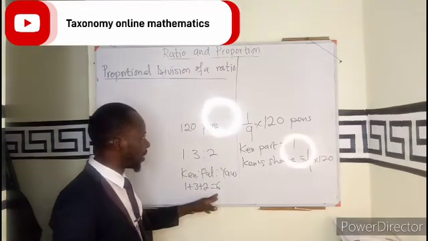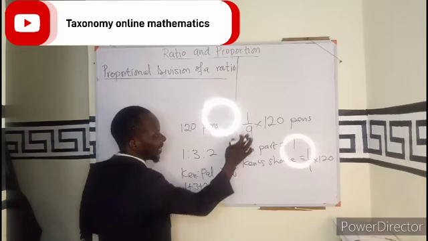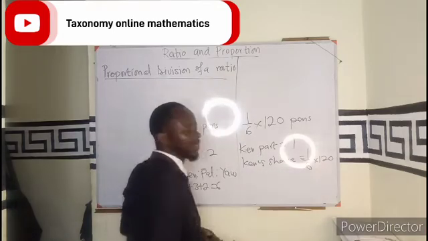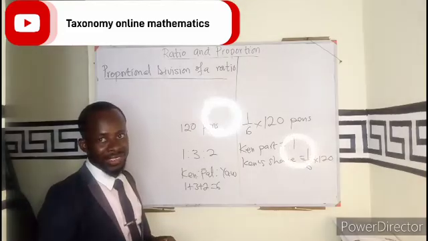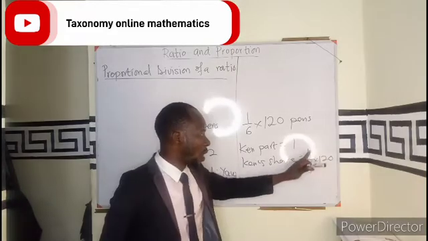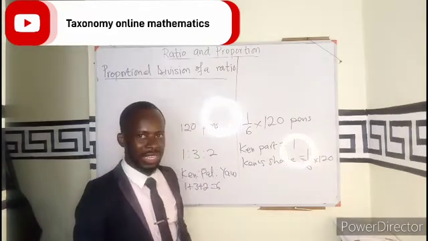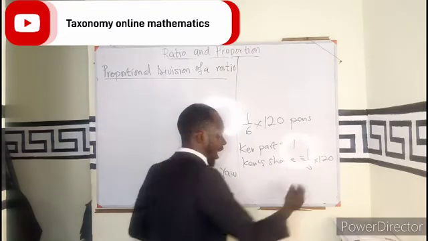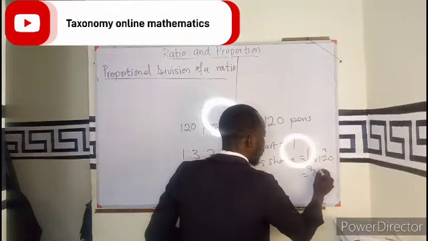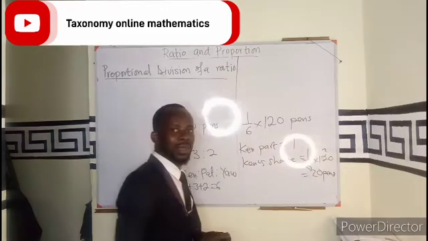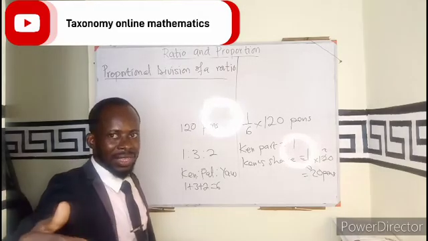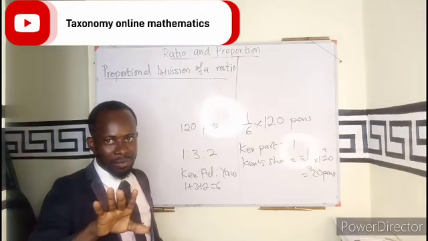I think I'm using 9 instead of 6. So this is supposed to be 6, and this is what? 6. The total ratio we had is 6. So we are going to find 1/6 of 120. And in that calculation, 6 will go into 12 2 times. So we have what? 20 pence. Meaning Ken will be receiving 20 pence in that 6th division.